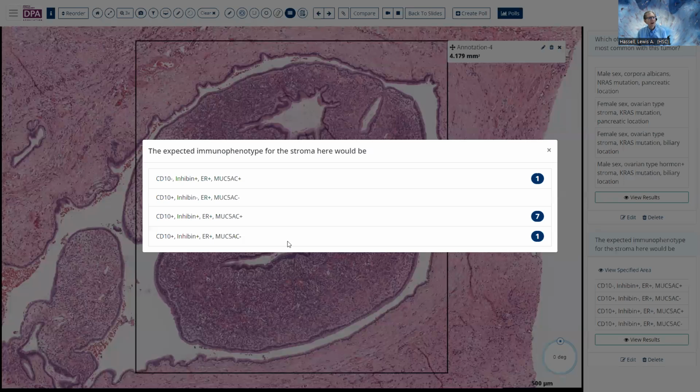In terms of the immunophenotype for the stroma, well, it is typically CD10 positive and inhibin positive. It can be ER positive, but not MUC5AC. So the stroma should not be MUC5AC. Now, the glandular epithelium might be. So a little caveat there, note and read the question carefully, or you may go down the garden path.